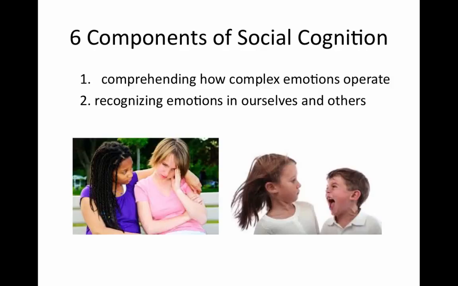The first 2 components of social cognition are comprehending how complex emotions operate and recognizing emotions in ourselves and in others. So interacting with others to offer social support or engage in conversation and play depends in large part on comprehending the emotions themselves and recognizing the signs and signals of these emotions in the moment. Students who have weaknesses in these 2 components often seem insensitive or inappropriate when they're interacting with friends or peers in the classroom. So for example, a student with difficulty comprehending and recognizing the emotion of frustration may laugh at another student's struggle or react angrily when a friend jokes or kids around.